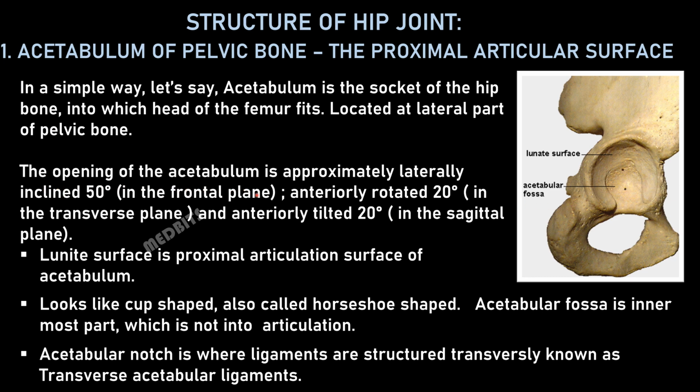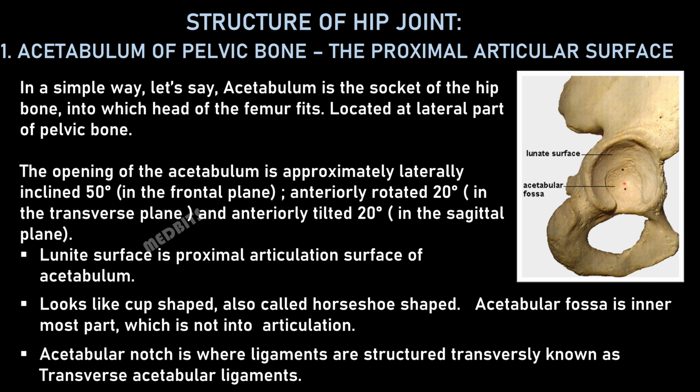The opening of the acetabulum is laterally inclined approximately 50° in the frontal plane, anteriorly rotated 20° in the transverse plane, and anteriorly tilted in the sagittal plane. The lunate surface is the proximal articulating surface of the acetabulum. It looks cup shaped, also called horseshoe shaped. The acetabular fossa is the innermost part, which does not take part in articulation.